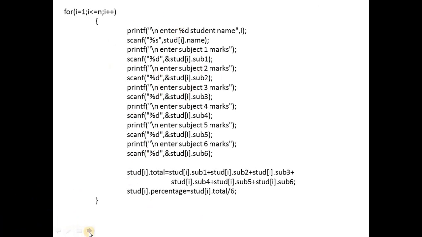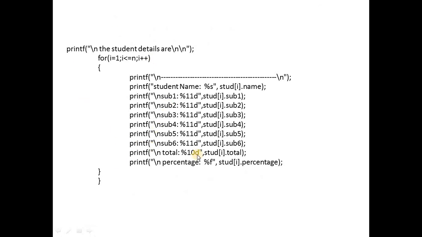Then you have to go for student details. You have to display them. To display, again you go for student of i name, same. Display is printf, so you are printing everything. This is for decoration purpose, that's why I have given. So we'll check how this will be executed in our program.